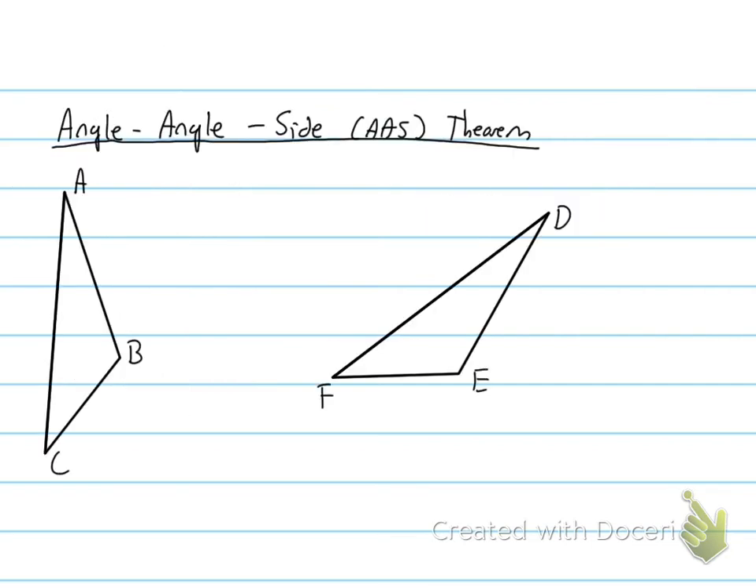Last thing we're going to learn about today is the angle, angle, side theorem. Now, this is going to look really similar to the last one that you just learned, but the order is different here. So notice that now the S isn't sandwiched in the middle. This would look something like this. Let's say my triangles are marked up this way. I have two angles marked congruent and a side. The only difference is that the side isn't sandwiched in the middle anymore. That's really the only difference.